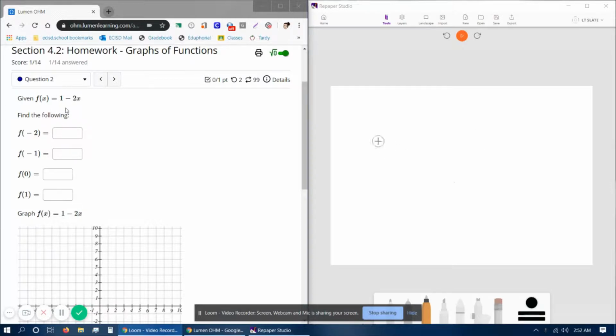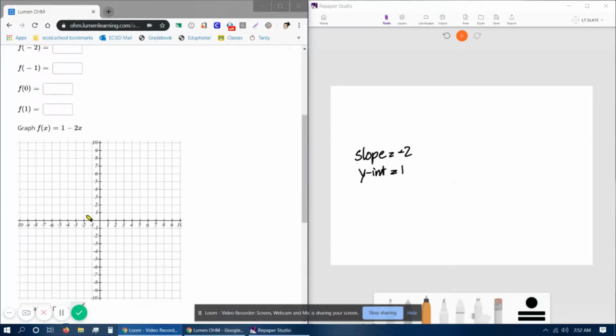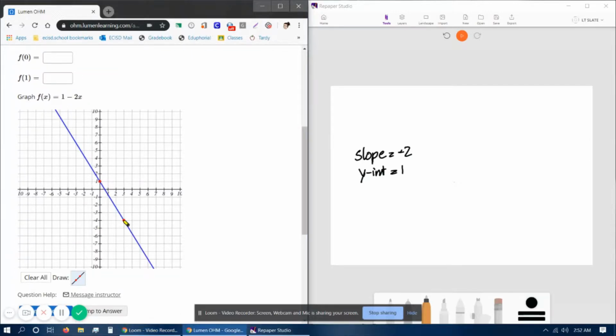The number in front of x is -2, so that's my slope. And the constant is 1, so that's my y-intercept. I can place my first dot at my y-intercept of 0, 1. Now I can use my slope to find my rise and run. Since my slope is a whole number, I'll put a 1 underneath it to convert it to a fraction. Remember that rise is the number on top and run is the number on bottom.